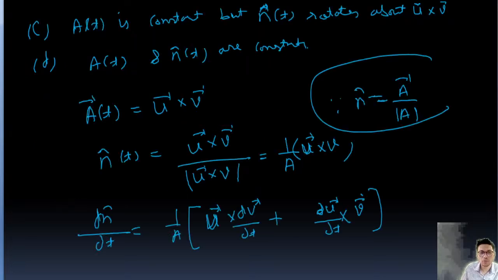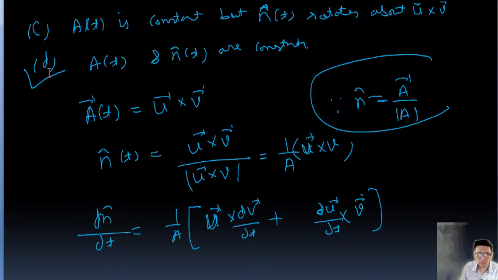It means which option is matching, guys? Option D. A and n cap are constant. I hope, guys, you have understood it. Okay, guys. So this is the question, a very good question, where we just simply solved it.